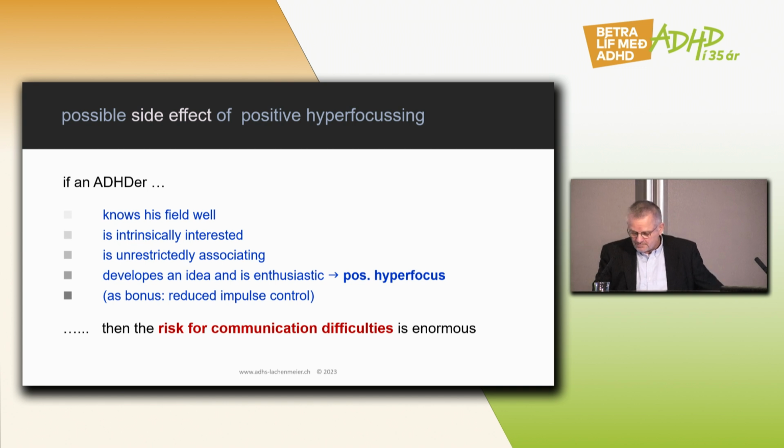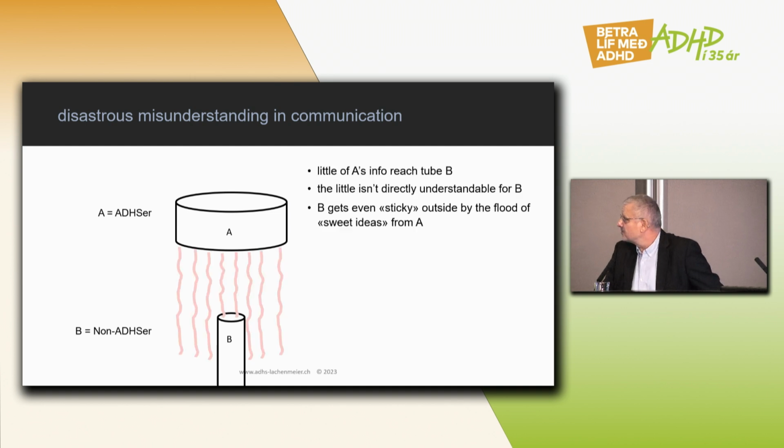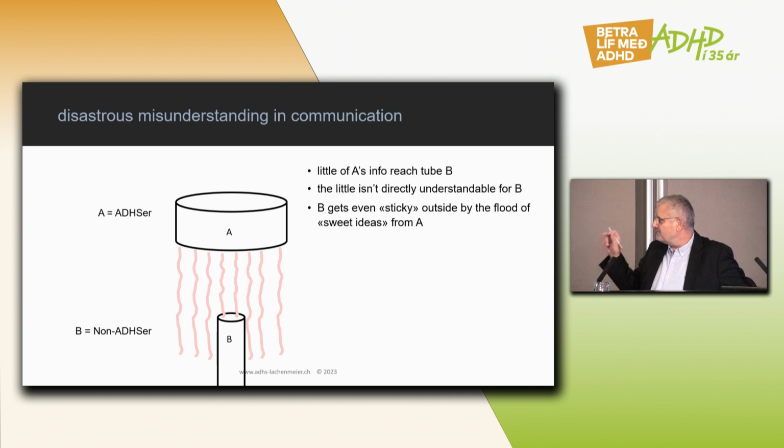So if we draw that, A would be the ADHDer, B the non-ADHDer, and then the ADHDer lets out all his thoughts and ideas in a flow like a waterfall, Niagara Falls or something like that. And then, of course, only very little goes into this tube B. And the rest of it, outside, you get sticky from all these ideas.